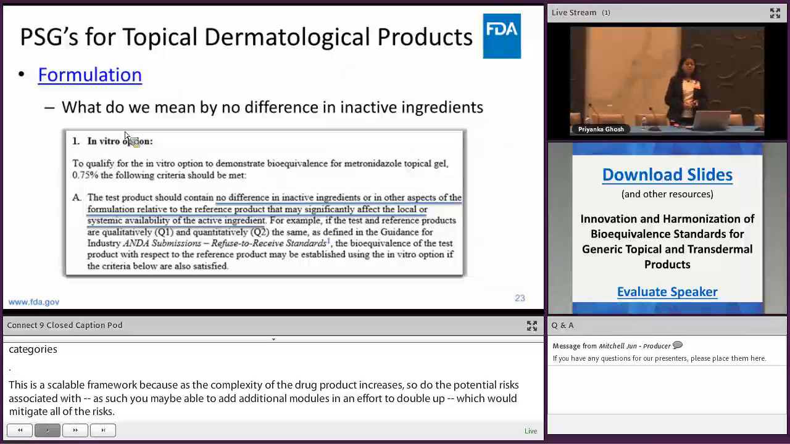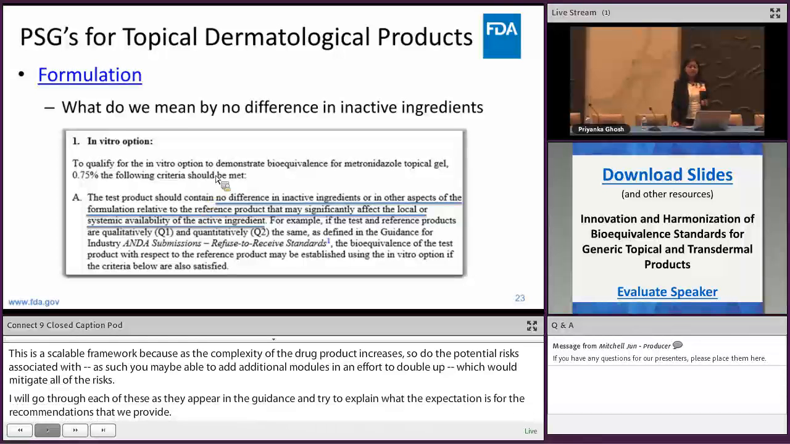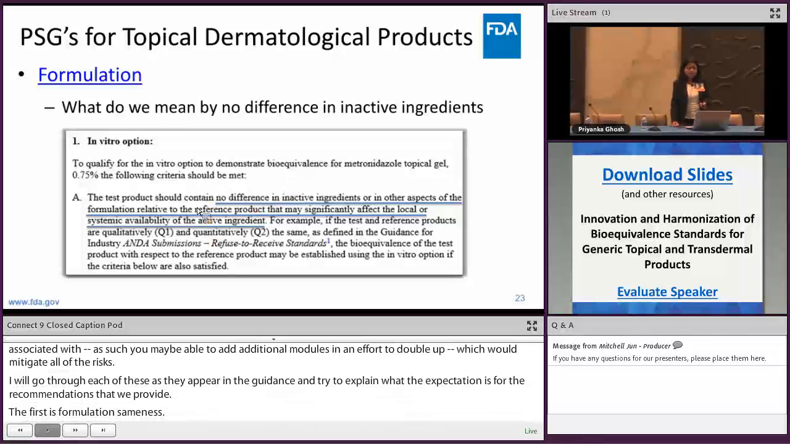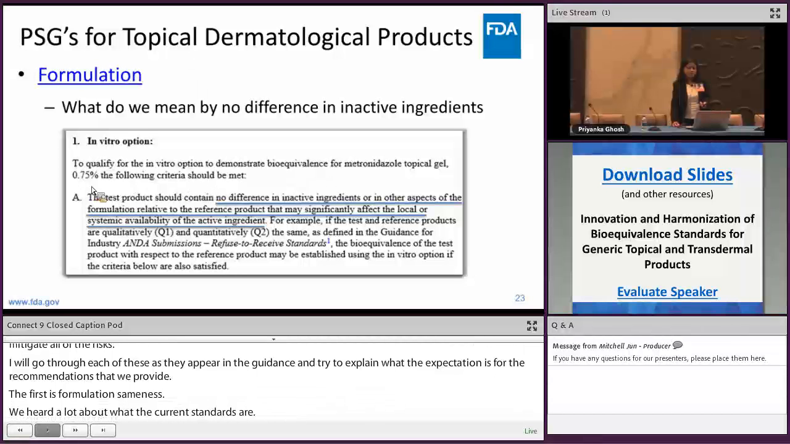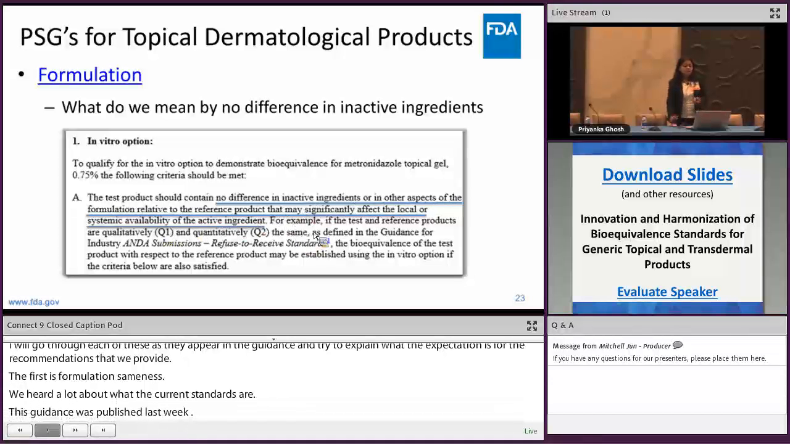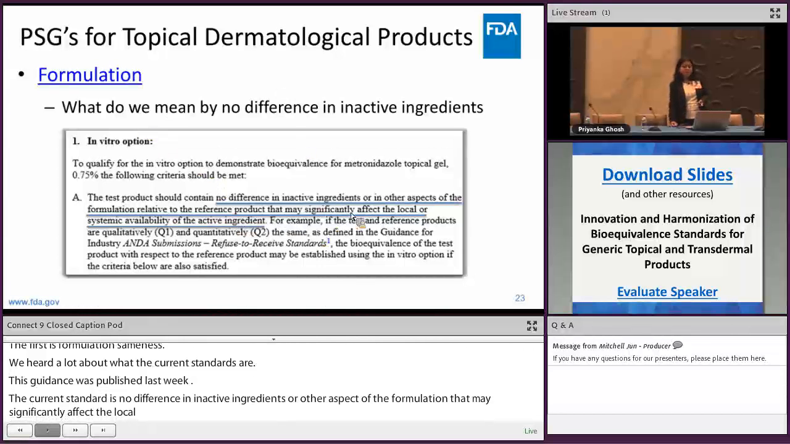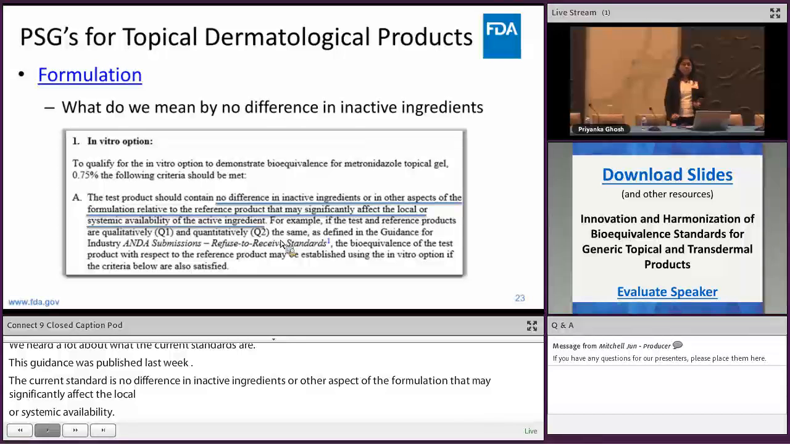The first component is, of course, formulation sameness, and we heard a lot about what our current standards are. This is the guidance that was published last week for metronidazole topical gel, 0.75%, and our current standard indicates, again, no difference in inactive ingredients or other aspects of the formulation that may significantly impact local or systemic bioavailability. So differences in the nominal amount of the pH modifier may be an allowable difference as long as the final pH is matched, but there should not be any differences between the test and the reference product that may impact local or systemic bioavailability when you are using a characterization-based approach for evaluating BE.